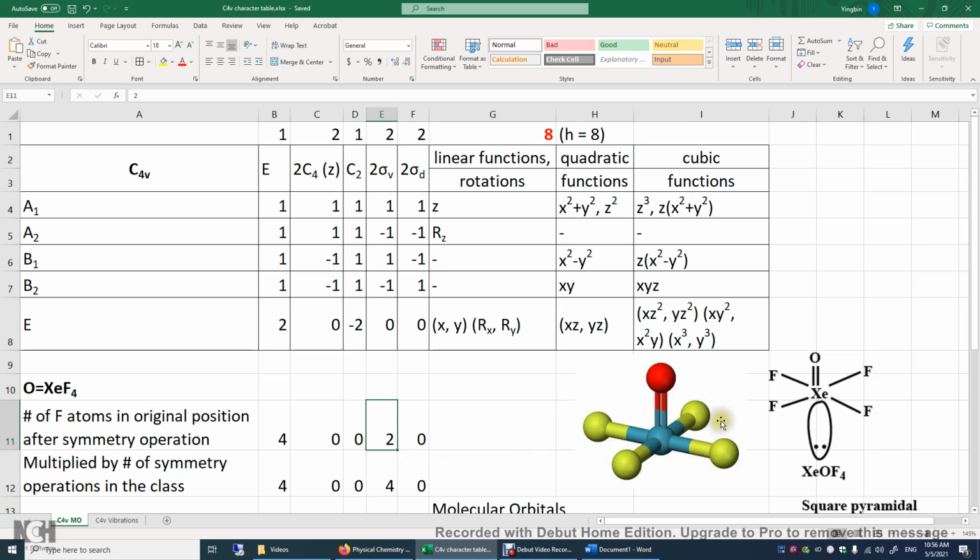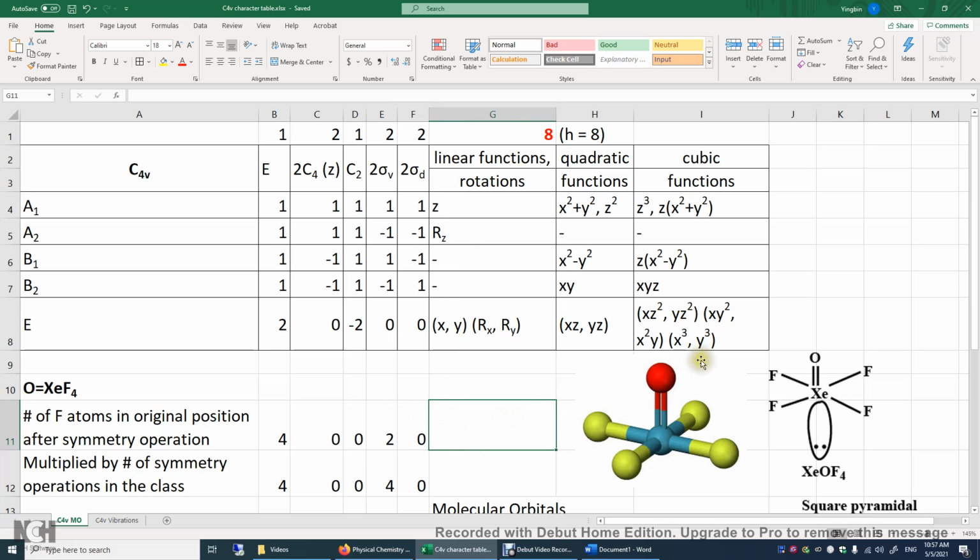But now sigma V. Sigma V contains two fluorine atoms, either these two or these two, because you have two different sigma Vs. One sigma V contains these two atoms, the other sigma V contains these two atoms. So when you do a symmetry operation with respect to this sigma V element, two fluorine atoms remain in their original positions, either these two or these two, depending on which sigma V you're looking at. And then sigma Ds. Sigma Ds actually bisect these two fluorine atoms, and bisect these two fluorine atoms. So you can imagine this sigma D. One sigma D contains this line and the oxygen atom. And the second sigma D contains this line and the oxygen atom. So neither of the two sigma D planes contains any fluorine atoms. So when you do sigma D symmetry operations, zero fluorine atoms remain in their original position.